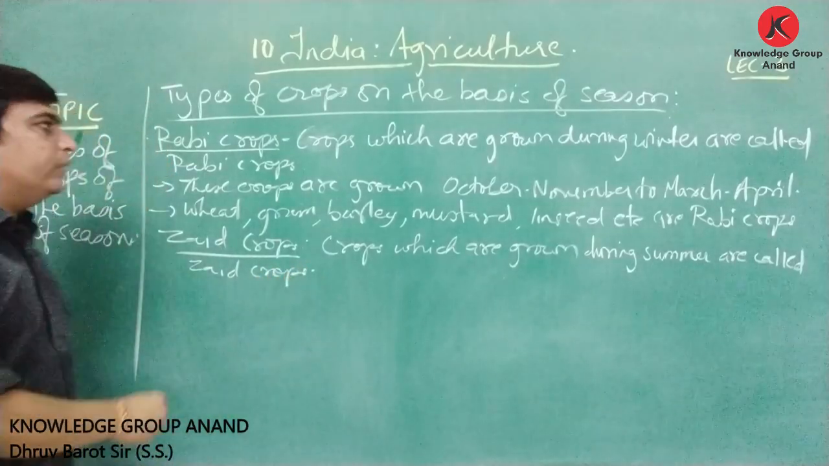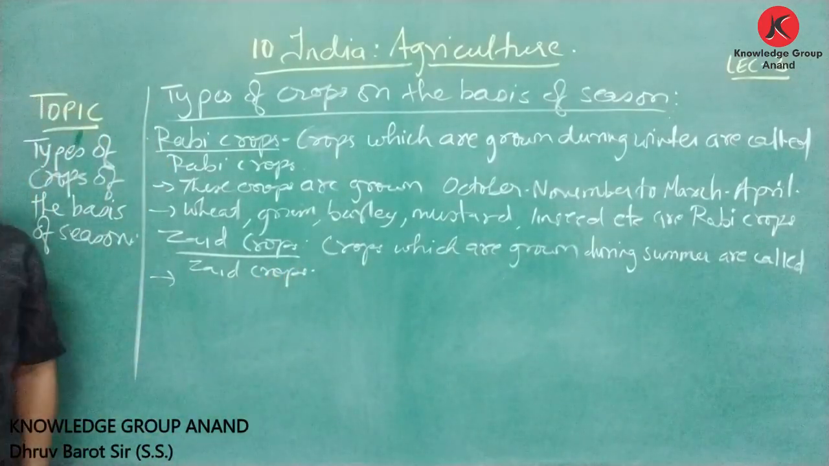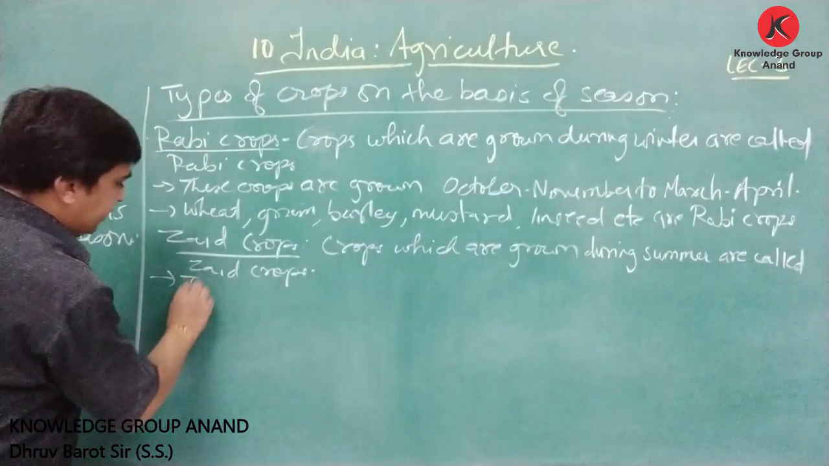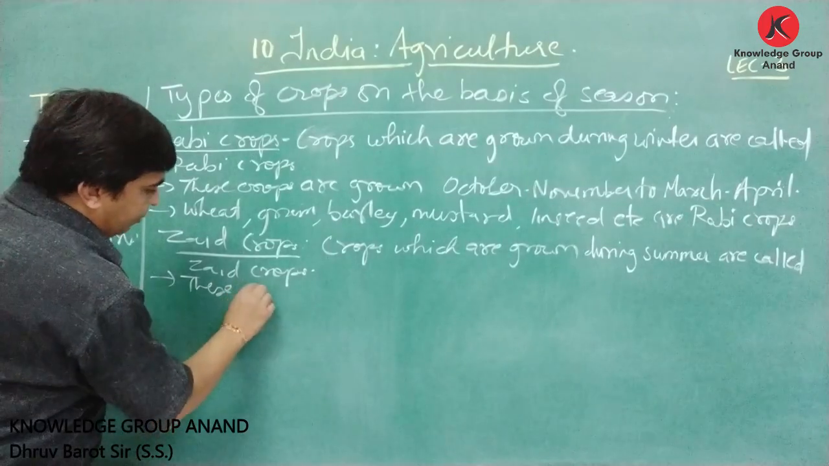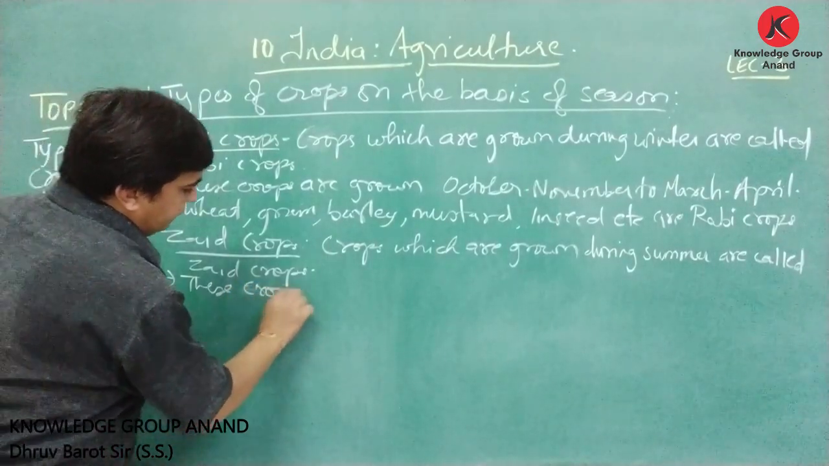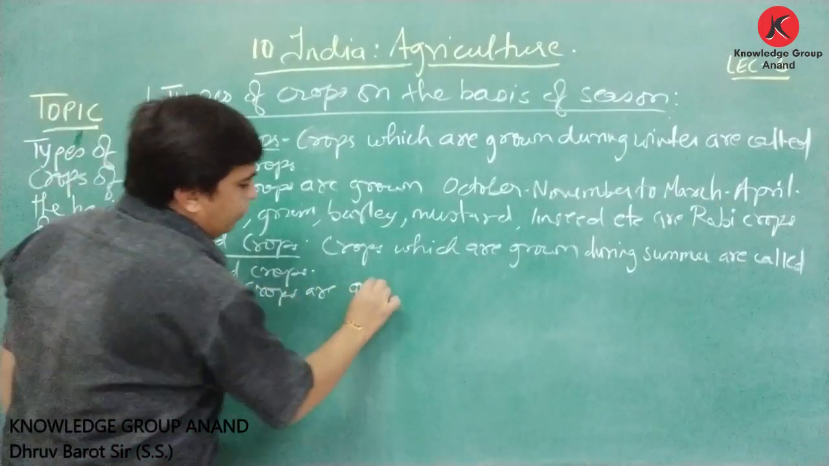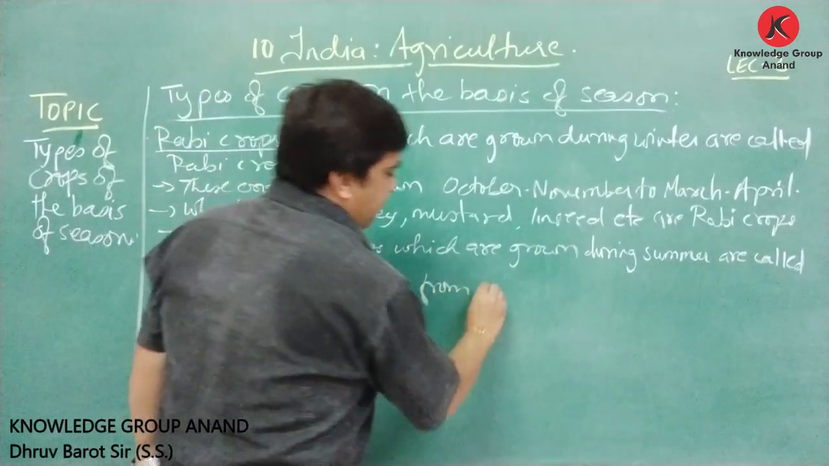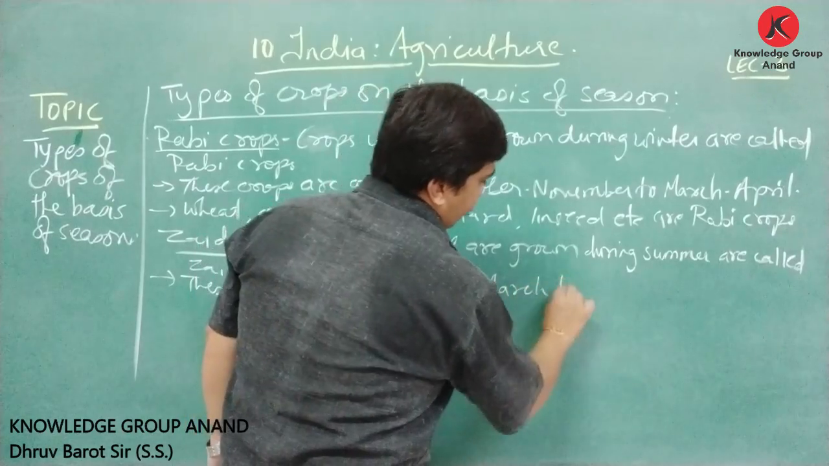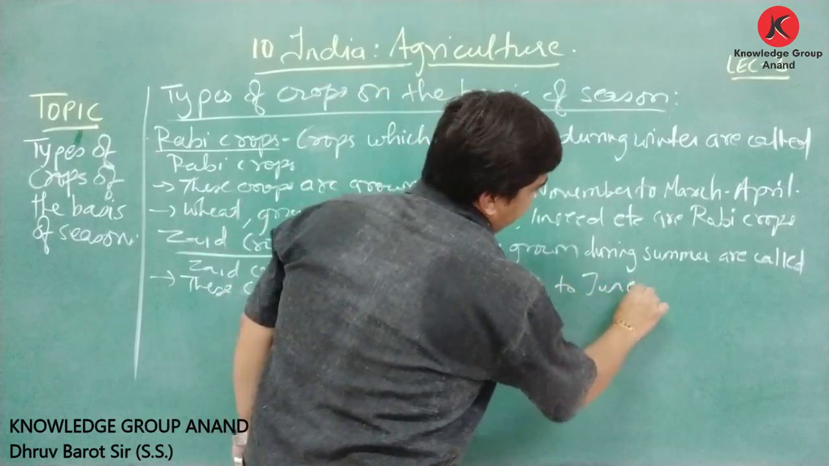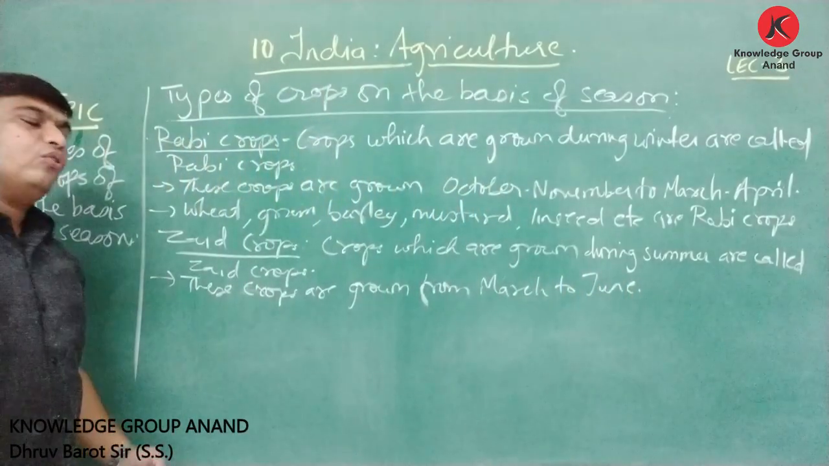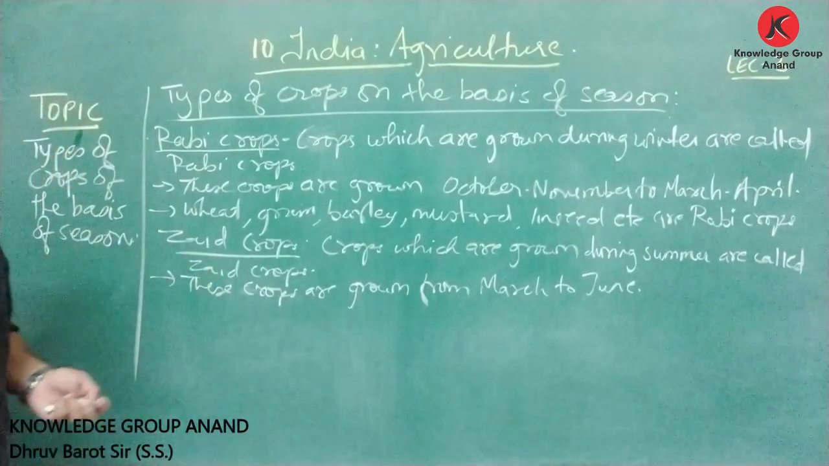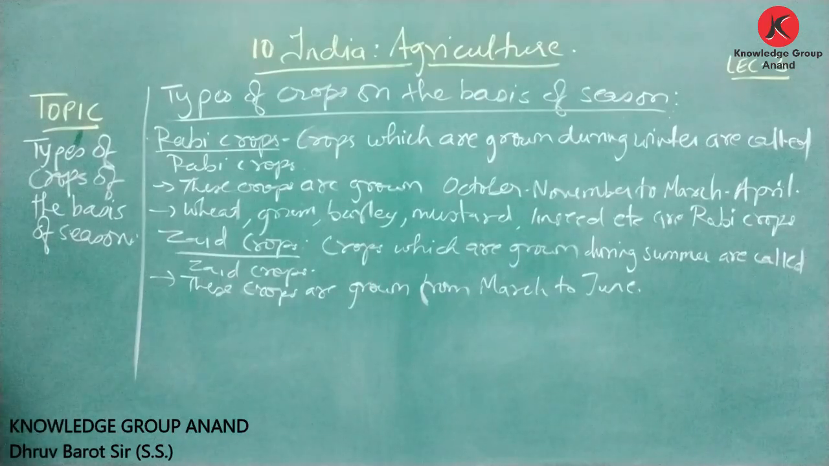Crops which are grown during summer are known as Zaid crops. These crops are grown from March to June. This is the period when these Zaid crops can be grown.